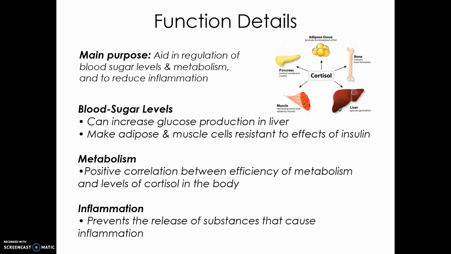Cortisol prevents the release of substances in the body that can cause inflammation. From a clinical perspective, cortisol can be prescribed to treat ailments that have inflammation-associated symptoms. An example of these include allergies and rheumatoid diseases. Over here on the right is a little pictogram of different functions of cortisol.